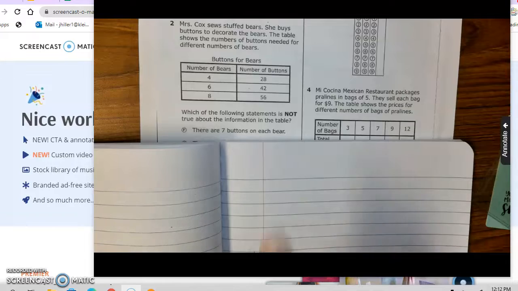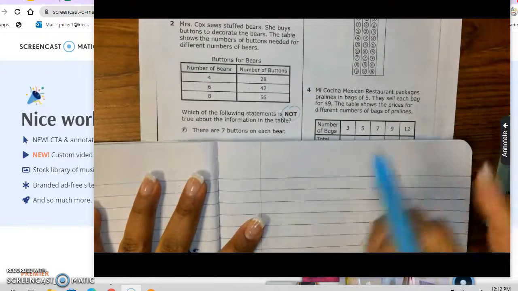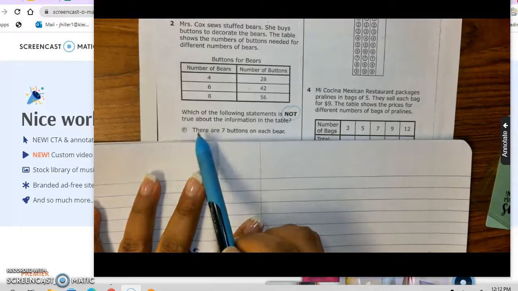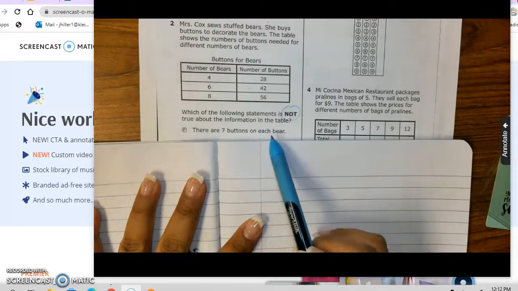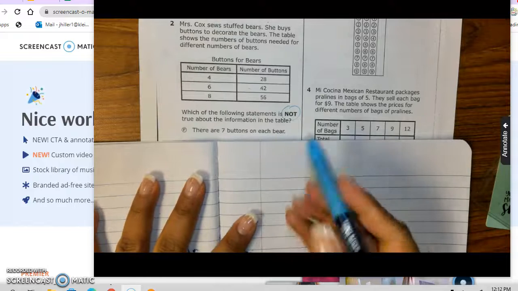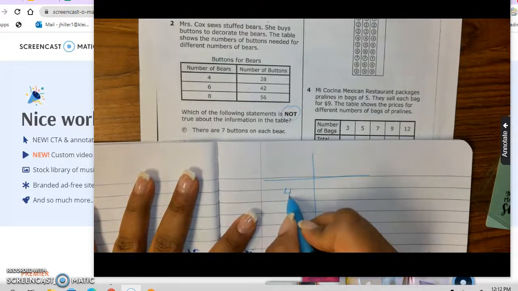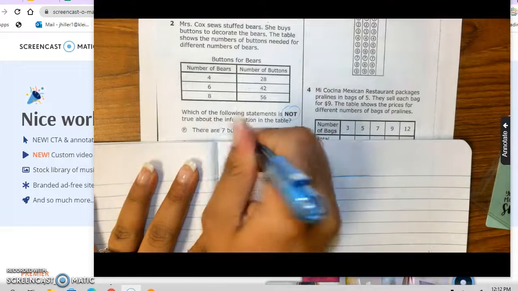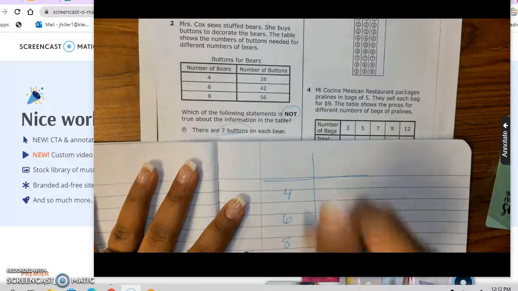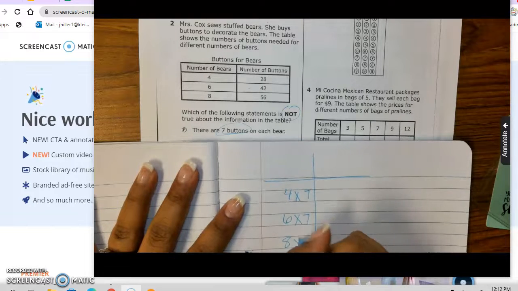So it reads, first of all, I'm looking for not, so I'm looking for the one that's wrong. Letter F says, there are 7 buttons on each bear. Well, let me see. I need to practice with the table. So I need to make my table again. And they're letting me know a pattern of 7 buttons. Well, let me see if that pattern would work.